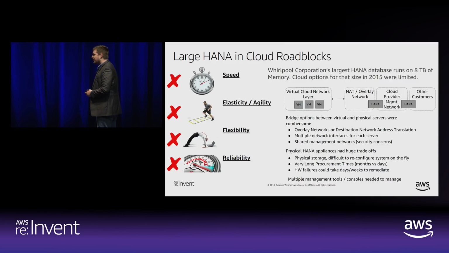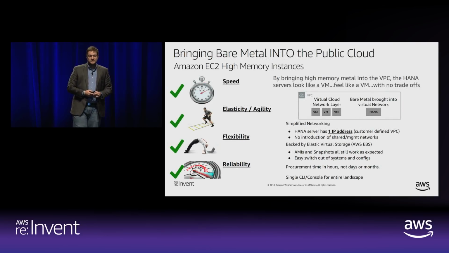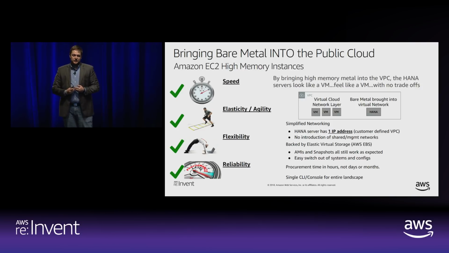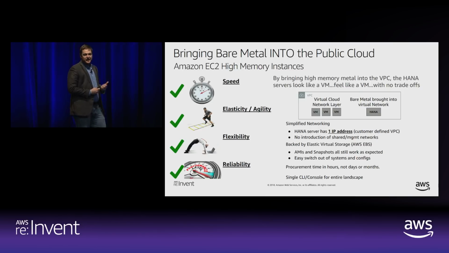So we started talking to Amazon and said there's got to be a better way to do it. And that's where this offering came in for us. I can't express enough how happy we were with where we ended up, because we were able to get back on track with what our goals were, which was to have all the speed and reliability of cloud and all the flexibility of it as well. And by bringing the physical HANA server into the virtual environment, we were able to regain a lot of what we had hoped to get when we started this journey in the first place.